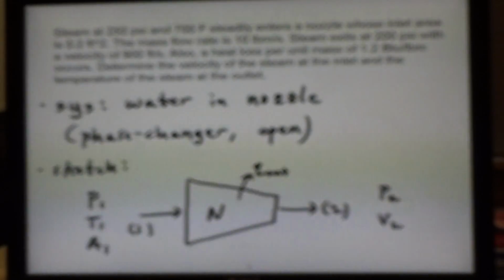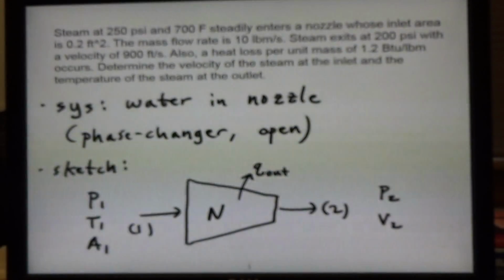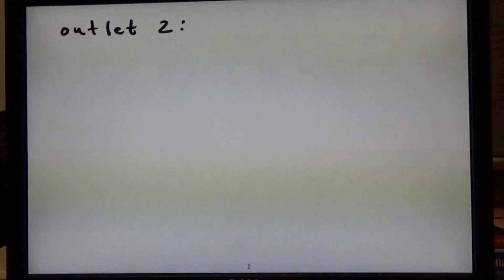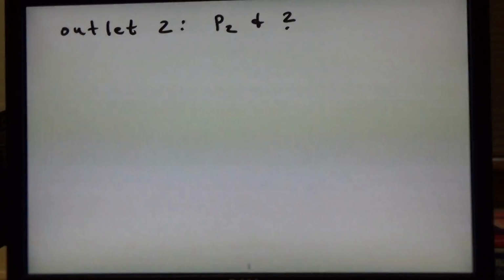So looking at the outlet properties, what do we know about the outlet? We know pressure, and that's it. We know the pressure at the outlet. We don't know anything else at the outlet, so we don't have any other intensive properties. We do know the velocity at the outlet, but that's an extensive property, so it can't help us to set the state.